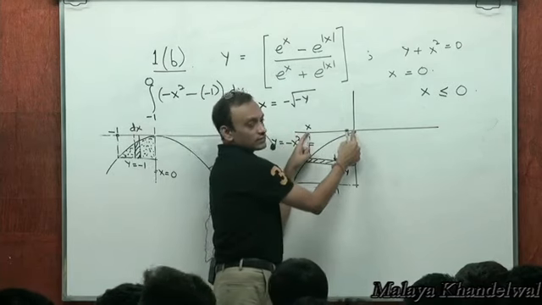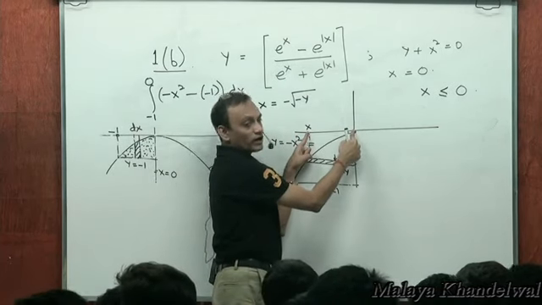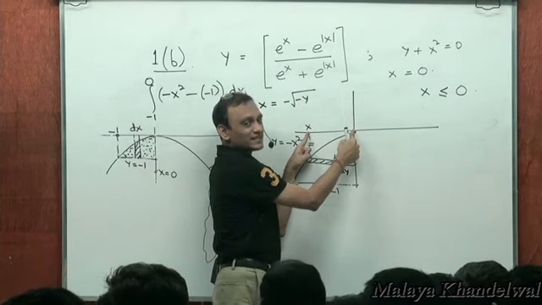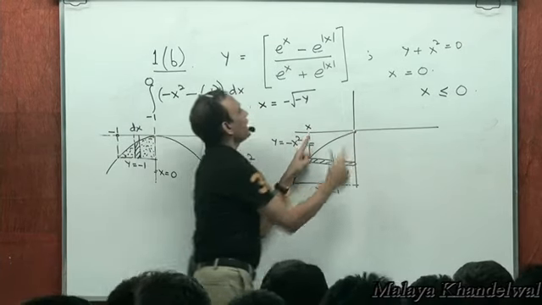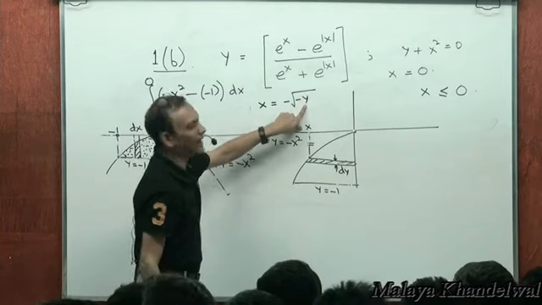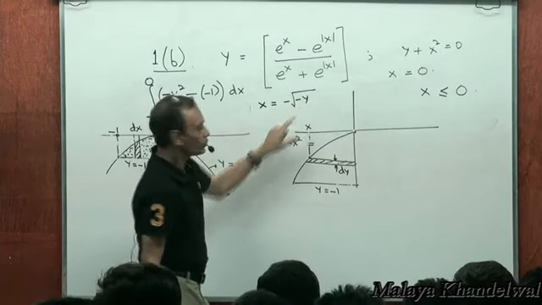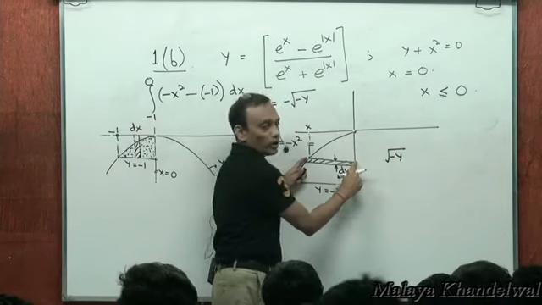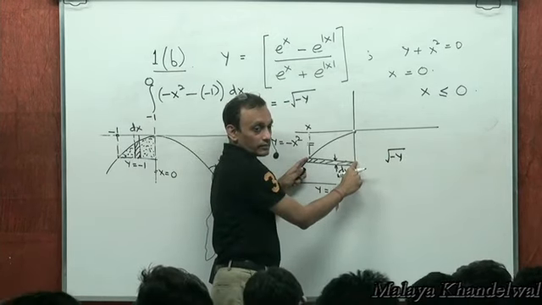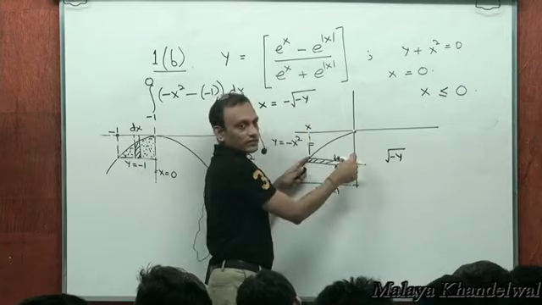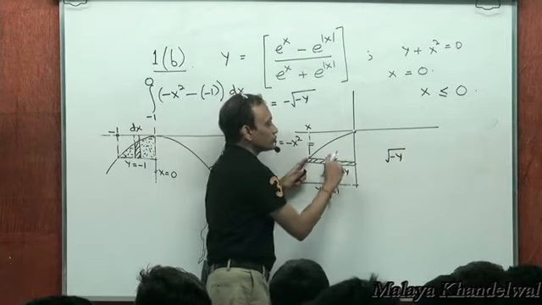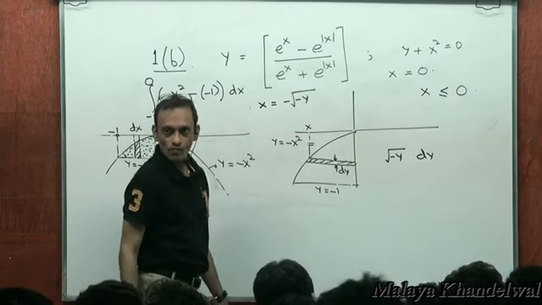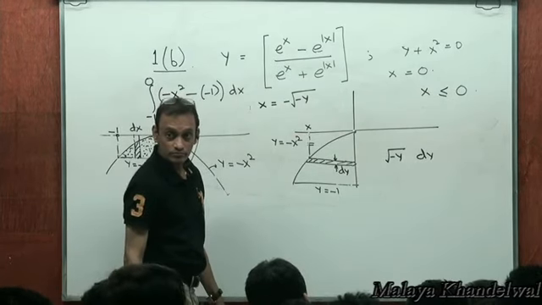So this length would be simply mod x. To calculate the area I need this length. This length would be mod x, and mod x would be root minus y. It's not x because x is negative. So into this thickness dy is the area of this horizontal strip.